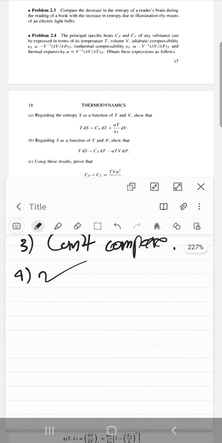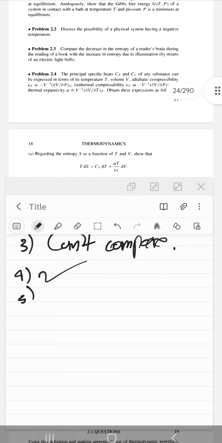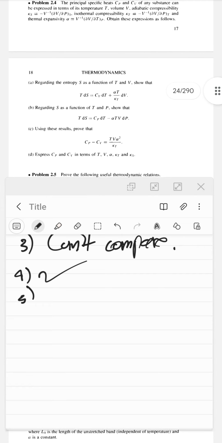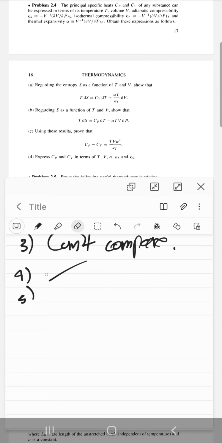So fourth one is done. Fifth is, oh, so okay, it's actually just the A part that's done. Wow. It's gonna take quite a bit of time. So A part is done. B, so we have to show that TDS is equal to Cp dt.